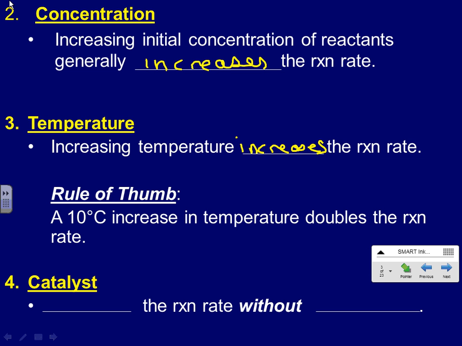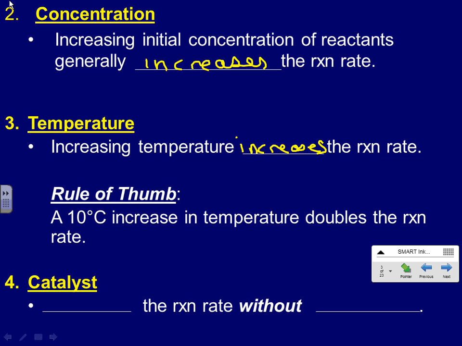Rule of thumb. That just means kind of a general rule. It's not like it's absolute, but it's been determined that for almost any chemical reaction, if you increase the temperature by 10 degrees Celsius, you double the reaction rate. And that's an interesting kind of observation. Chemists had observed that when you increase the temperature 10 degrees, the reaction rate doubles, and it didn't matter what the chemical reaction was. And it didn't perfectly double. It was like approximately double. That's what a rule of thumb is. It's like an approximate rule.